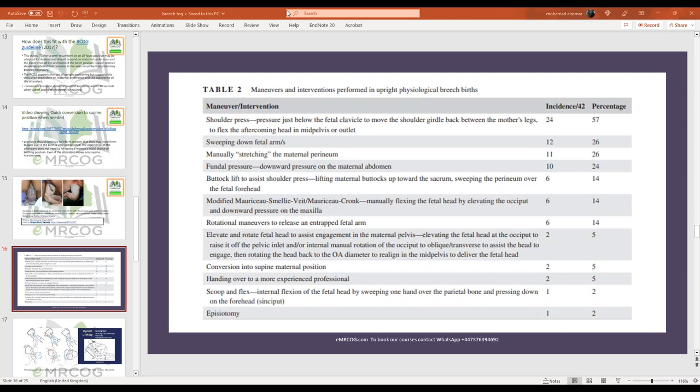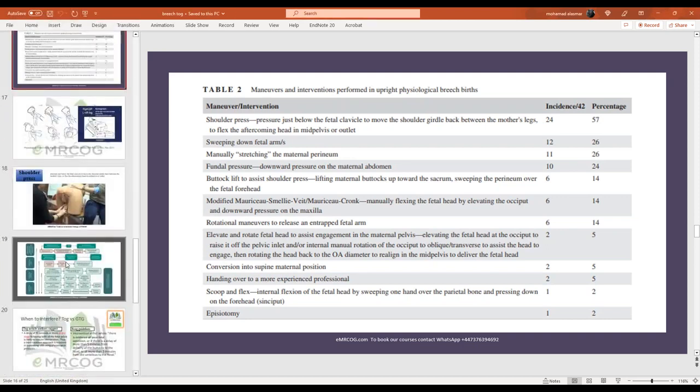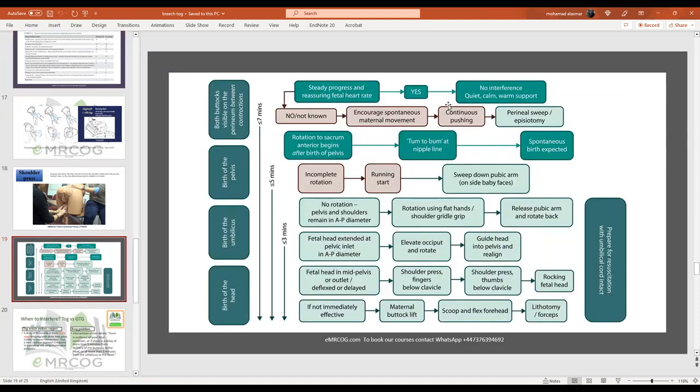This is from the studies that they have made, actually from the retrospective study, and the definition of maneuver, what is the meaning of it. Because the most problem, when we come to the understanding of the algorithm, you will find something like running start. What is the meaning of running start? What is the thumb to bum at nipple line? I don't understand. For example, what is a shoulder press? This is the kind of difficulty that you guys found in the understanding of the algorithm.